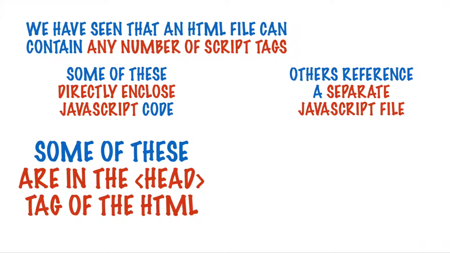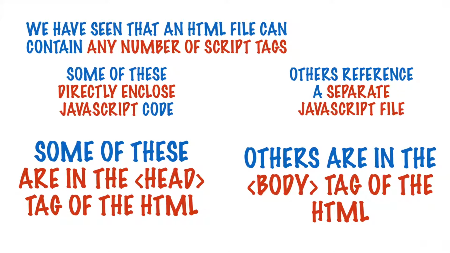Now, we've seen that some of these script tags are in the head tag of the HTML. So an HTML has the head and the body. We've seen that script tags can be embedded in the head of the HTML, and we can see that script tags can also exist in the body tag of the HTML. Both of these are valid and correct. Now let's see the implications of these.